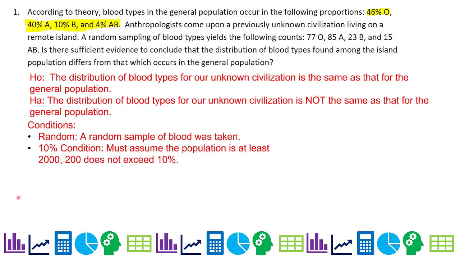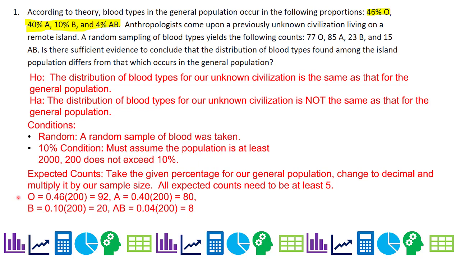Now, the next thing we have to do is check the large counts condition, which means we have to check expected counts. So we take the given percentage for our general population, change it to a decimal, and multiply it by our sample size, which is 200. Then we get all our expected counts, and they need to be at least 5. So for type O, we have 46%. And if you add these all up, you find out the sample size is 200.